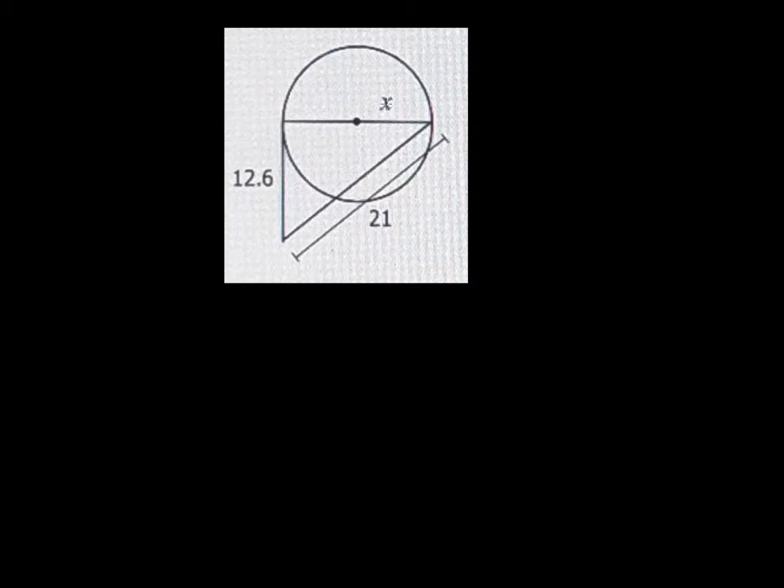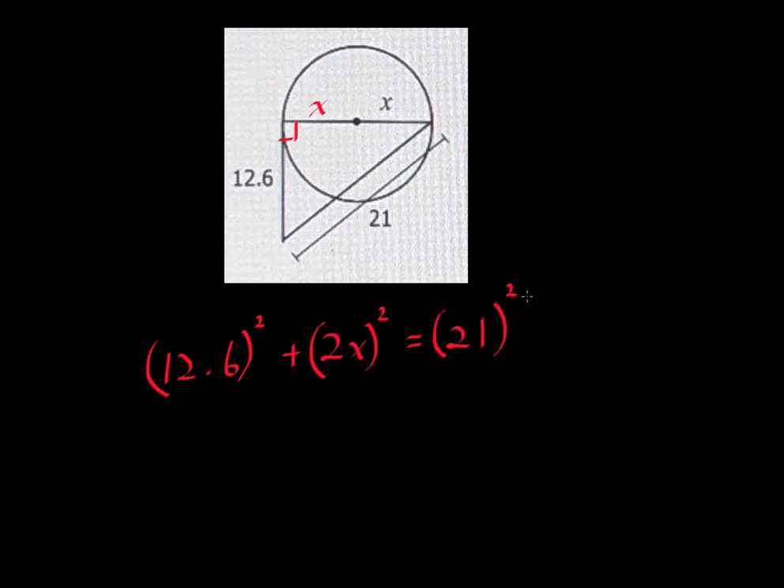Okay, in this case, it's the radius that's x, meaning from here to here is another x. And then we have a 90 degree angle here. So one leg, which is 12.6 squared, plus 2x, the whole thing squared. It's not just x squared. 2x, the whole thing squared, is now equal to the hypotenuse, which is 21, the whole thing squared.